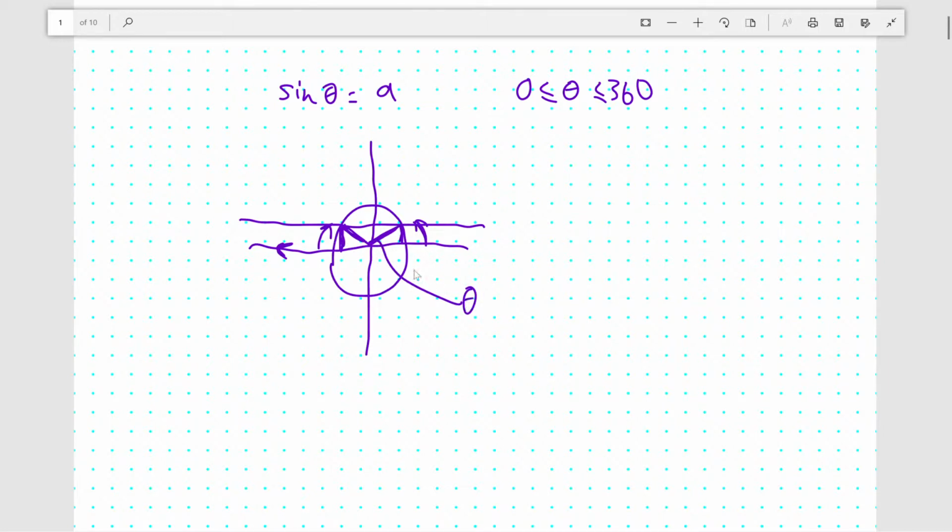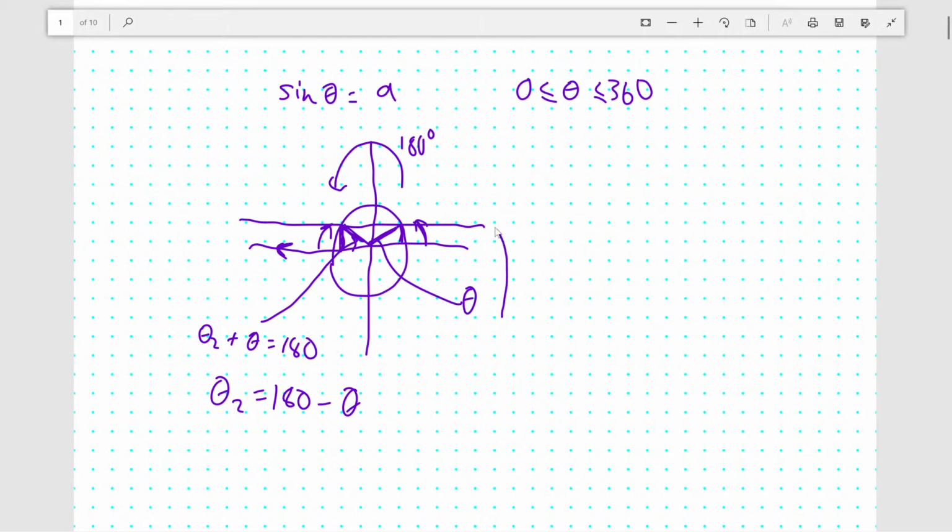And so if this is angle theta, and then half a turn is 180 degrees, then this must be a gap of angle theta, and therefore the other angle for which sine theta is a must be 180 minus theta. Now, how does this work? Well, this is because when we draw a horizontal line here, this is the line of y equals a, or y equals sine theta.